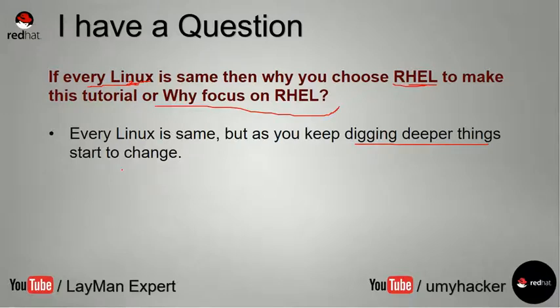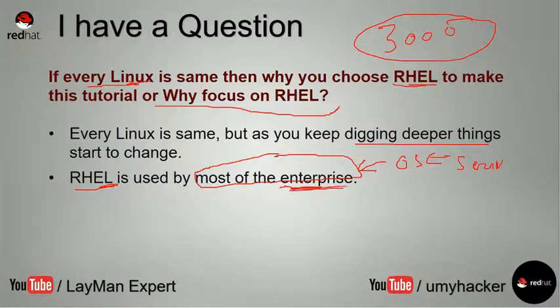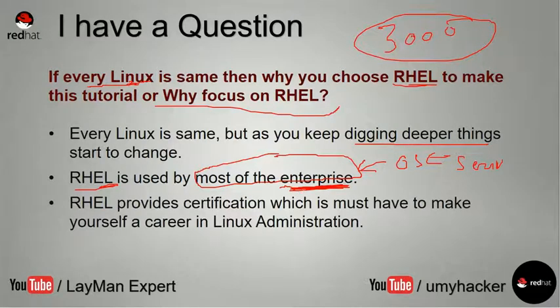Yes, at the conceptual level, at first impression, every Linux is the same. However, as we keep moving forward and get more technical, things do change. That is why we have more than 3,000 flavors, because each one of them is different from another in some way. Second thing, RHEL is used by most of the enterprise. Yes, it is a commercial operating system, however it charges only for its services, not for the product itself. So it's used by enterprise. And if you want to make a career in Linux administration, then you need to have a certification from RHEL. That is why I chose the RHEL operating system to make this tutorial.